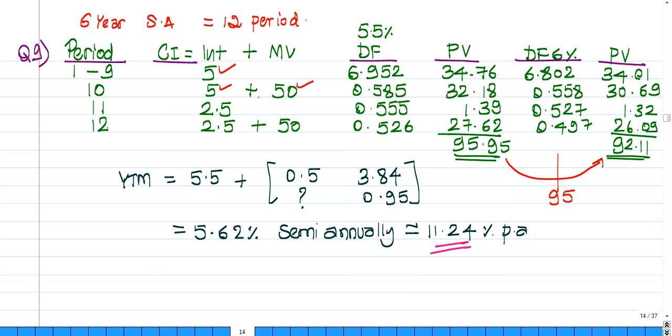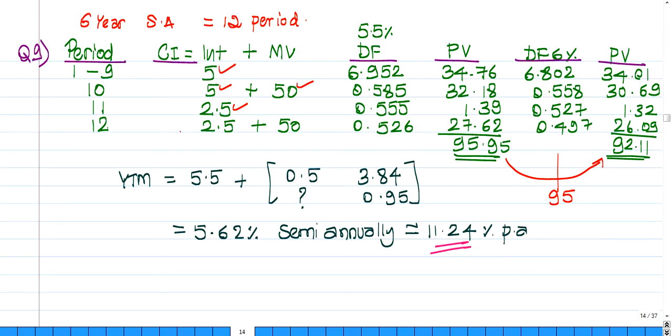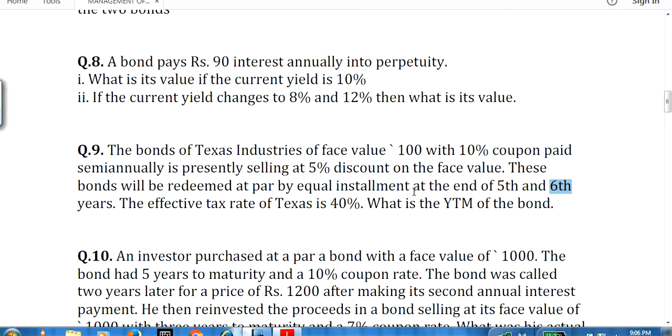Now the interest will be calculated on 50 because you received 50 refunded. So 50 into 5%, so 2.5. There is no redemption because at the end of the 6th year, that is the 12th period, you will receive 50. So the discounting factor should be at 5.5%.